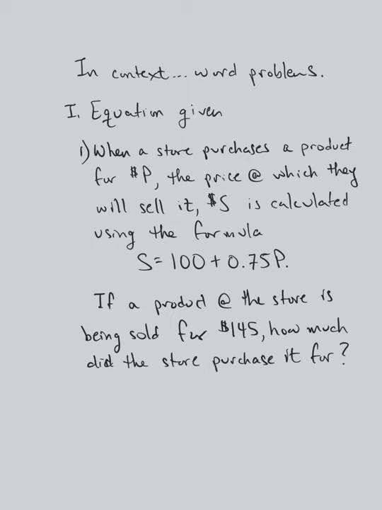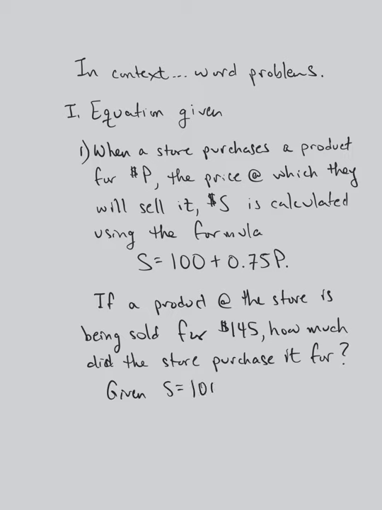The idea here is, when a store purchases a product for P dollars, so notice the units there are dollars, the price at which they will sell it, S, is calculated using this formula. If a product at the store is being sold for $145, how much did the store purchase it for? This sounds pretty complicated, with all these weird variables and wording, but the key thing is right here: you're given the equation that the store is using. So we're actually given the equation.